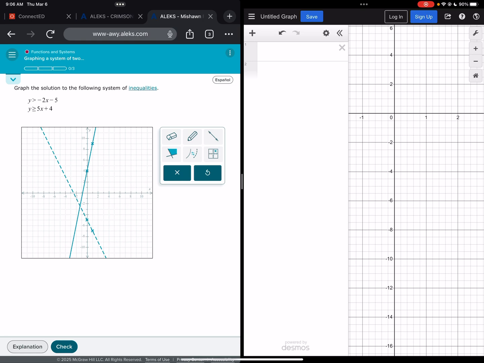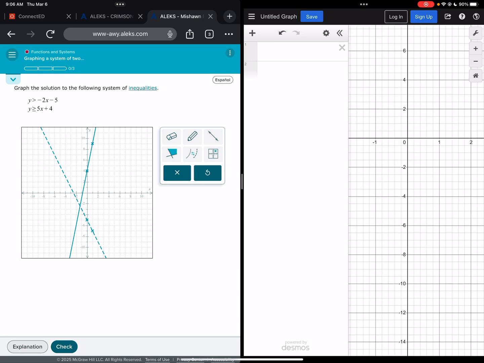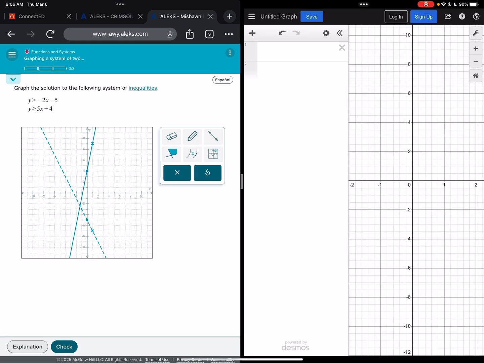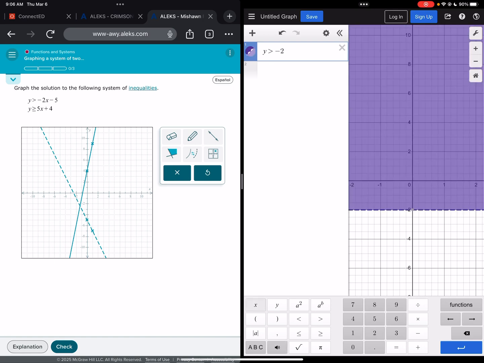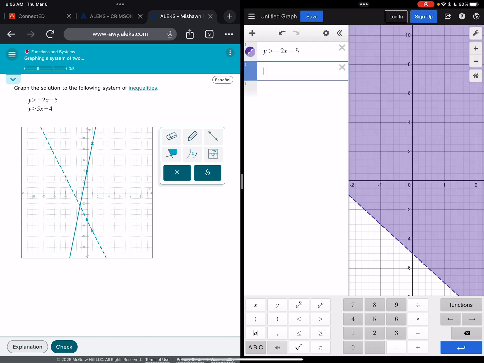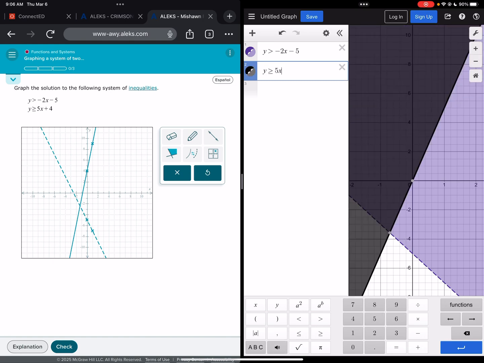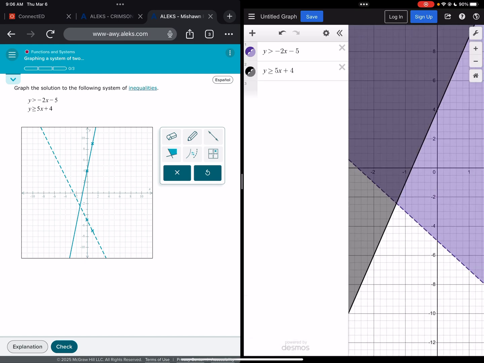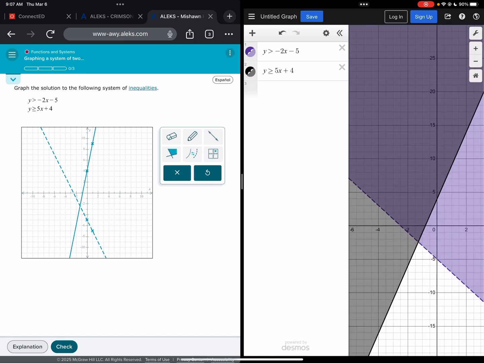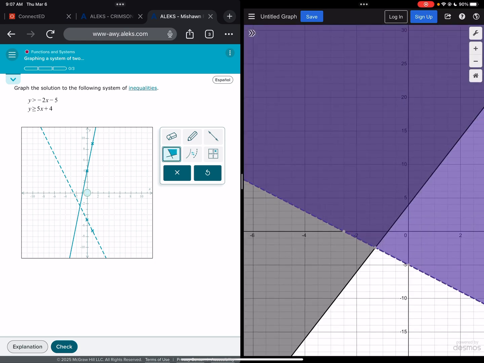You can do it by hand and try to make sure that you put the right points in and find out which side to shade, or you can use Desmos Graphing Calculator as a tool to help you figure it out. So what you're going to do is go y is greater than -2x minus 5, and then on this side I've got y is greater than or equal to 5x plus 4, which when I check that, I can see that I've only got one section that has both of these highlighted, and it's that top section right here. So that's the one I pick and I can check it.